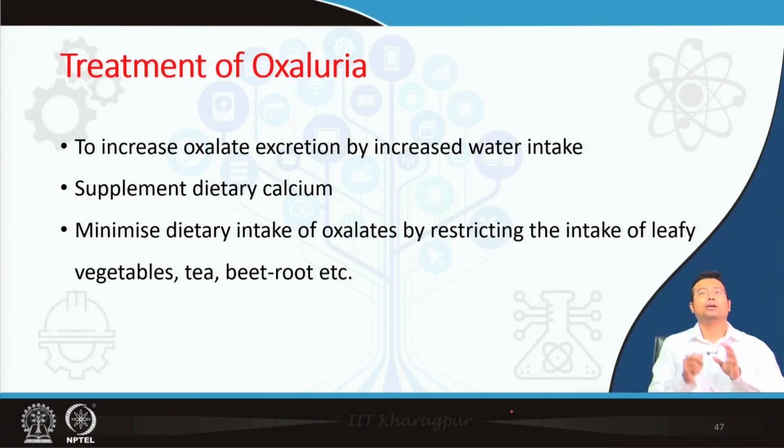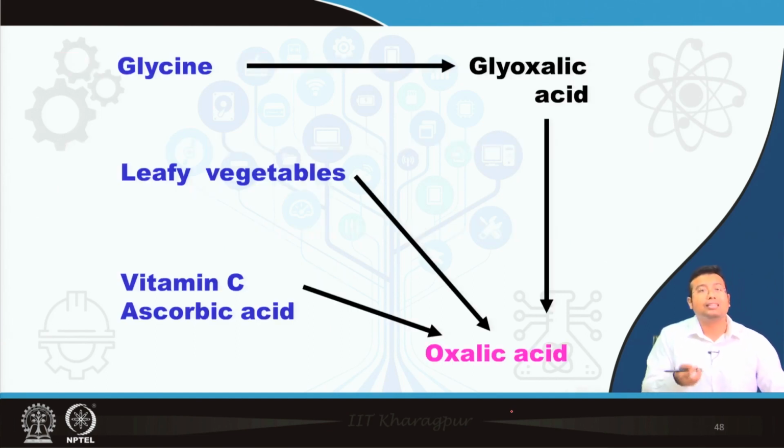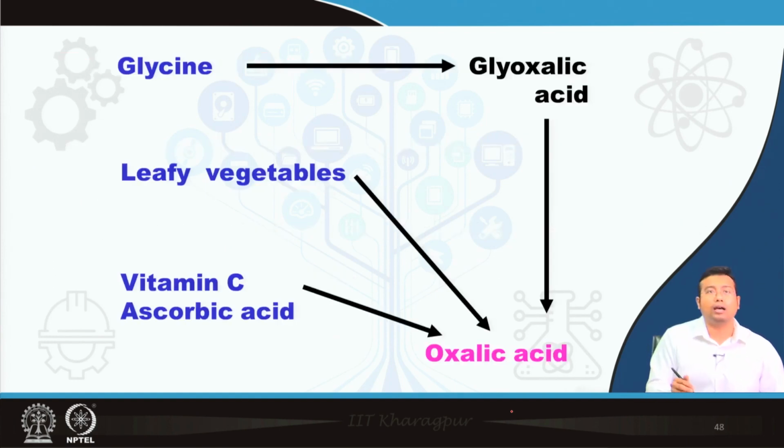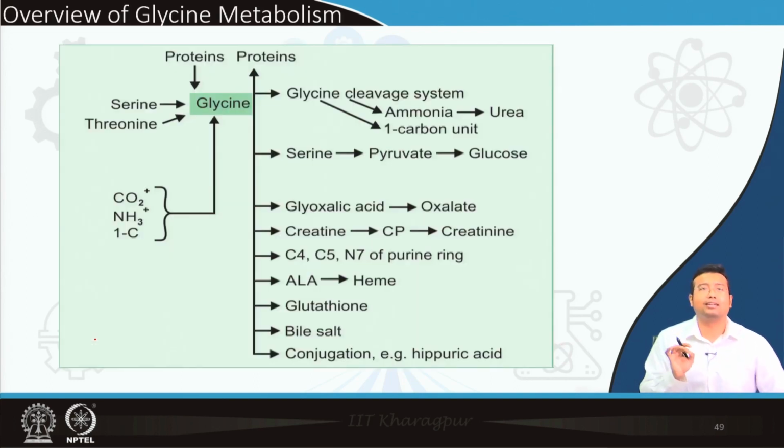So what is the treatment of this hyperoxaluria? Simple: we need to excrete oxalate by excess water intake. We need to drink more and more water so that it is dissolved and excreted in urine. Dietary supplementation of calcium forms calcium oxalate crystals, which also helps in chelation of oxalate excreted in urine. And dietary restriction of leafy vegetables like tea and beetroot, because they are a very important source of oxalic acid. If there is already oxaluria, these precursors of oxalic acid should be restricted in the diet.